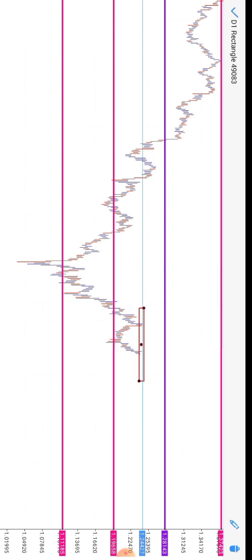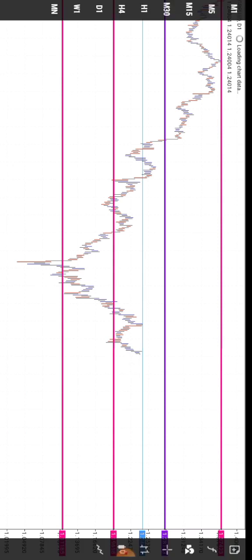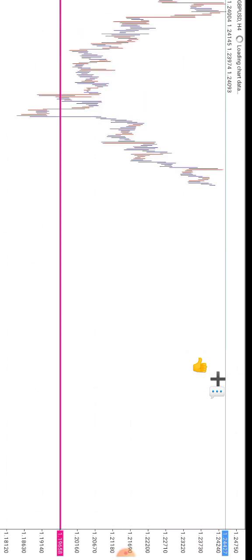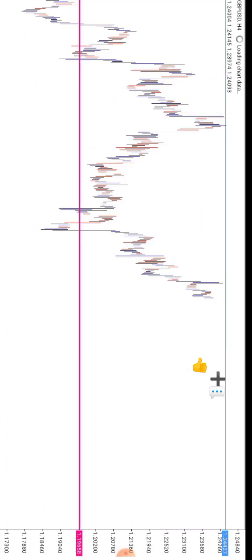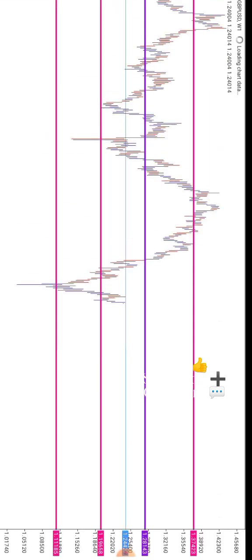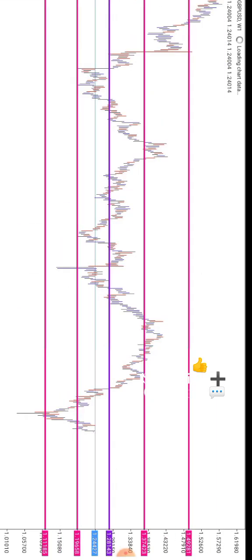Then you can go ahead from 4 hours to 30 minutes to 15 minutes time frame, depending on if you are a day trader or scalper. So find signals. You can use lower time frames to find signals, but always use your higher time frames, monthly, weekly, and daily, to plot your key levels.